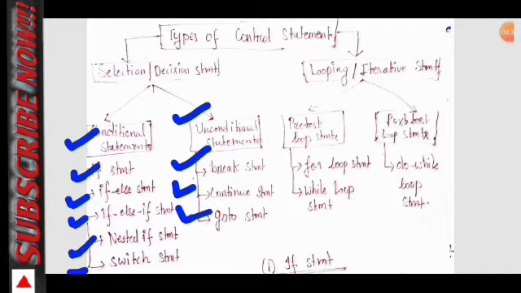Now come to the looping or iterative statement. It is also divided into two parts. First is the pre-test loop statement and second is the post-test loop statement. In the pre-test there are two types of statements. First is the for loop statement and second is the while loop statement. Now come to the post-test loop statement. Here there is only one statement, that is the do while loop statement.